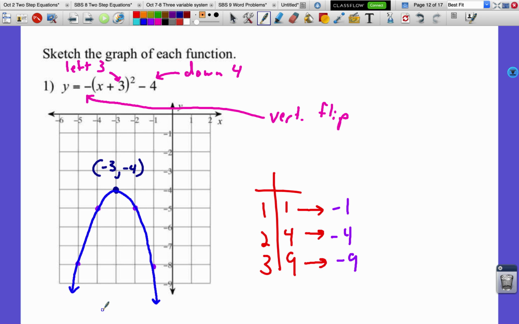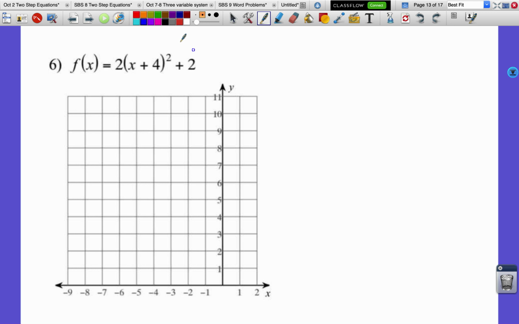And there we go. Easy as that. 1, 4, 9 became -1, -4, -9. Always remember to keep going back to the vertex as you add in those points. Let's try another one. This one has been moved up 2.